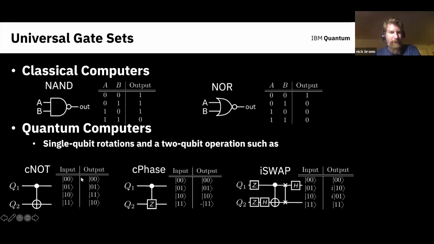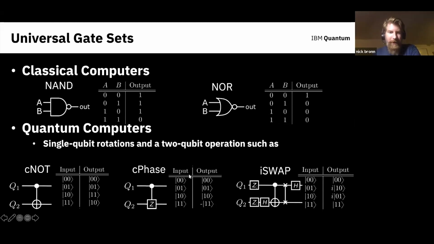If I took a superposition of 0,0 plus 1,0 and did a CNOT, then I would get 0,0 plus 1,1. So you can generate a Bell state in that way by putting the input in a superposition state. But that's not the only one you can do that's universal.